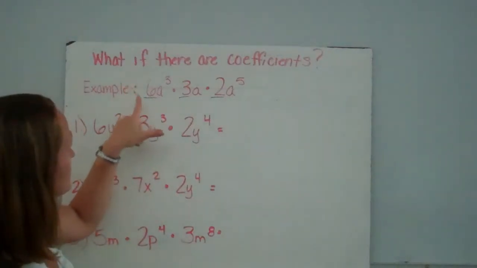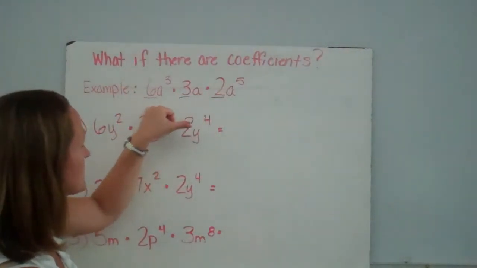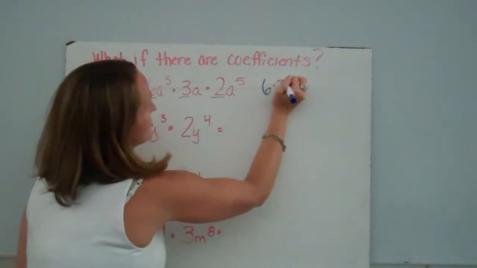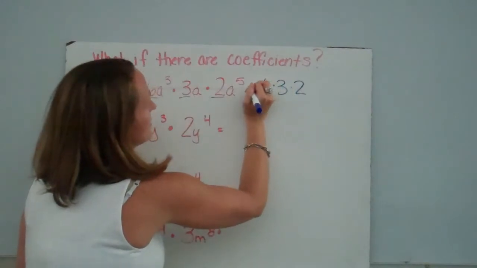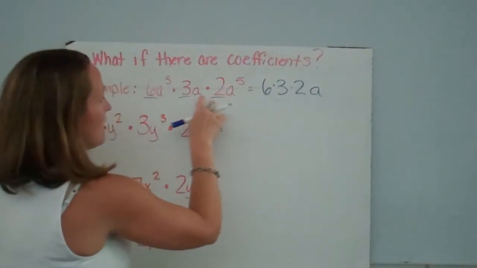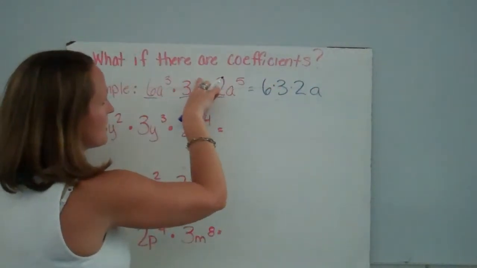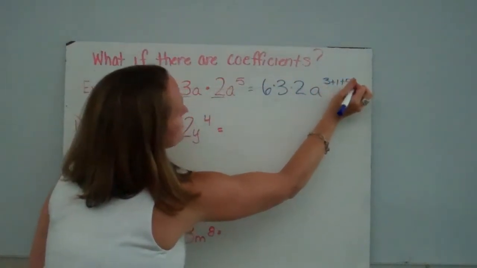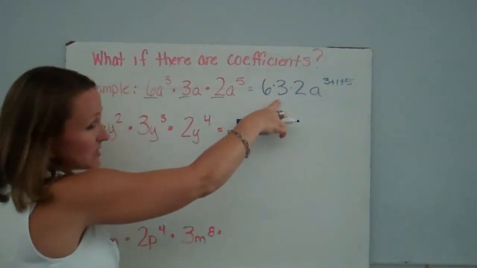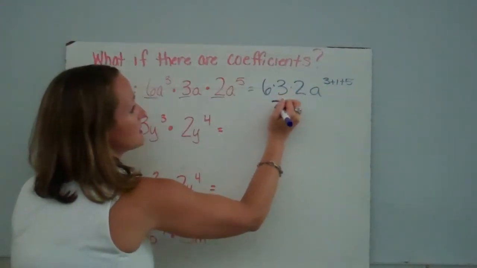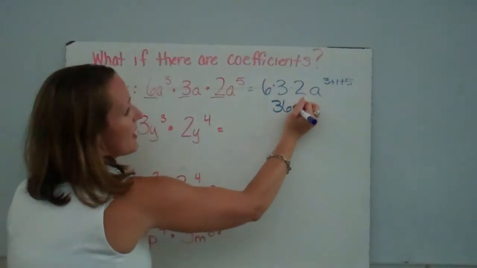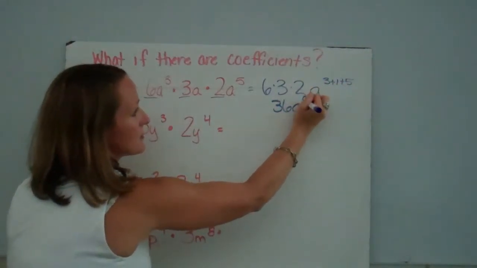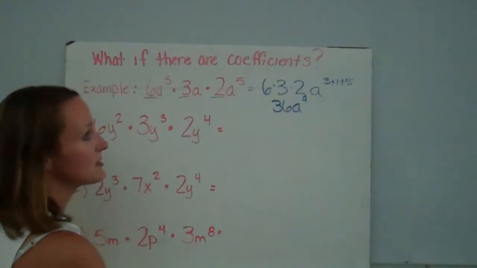So in this case, I'm going to do 6 times 3 times 2. So 6 times 3 is 18. And then I've got a. They all have the same base. 3 plus 1 plus 5. So 6 times 3 is 18, times 2 is 36. a, 3 plus 1 is 4 plus 5, 36a to the 9th.